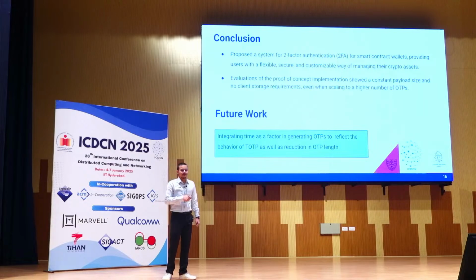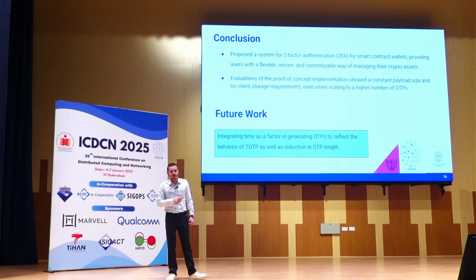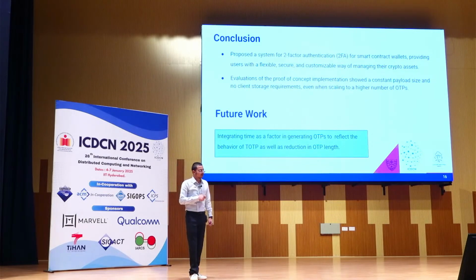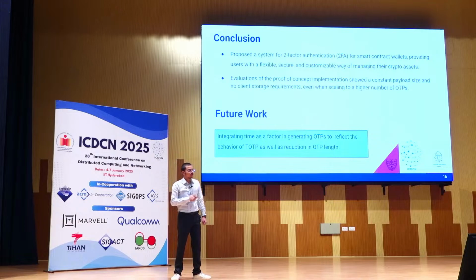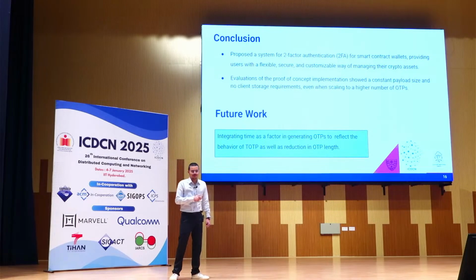So the future work that can be done: what we have basically implemented is kind of a HOTP mechanism for blockchain. What we can do is also integrate a TOTP mechanism for our future work, as well as a reduction in the OTP length, where the current OTP length stands at 128 bits.